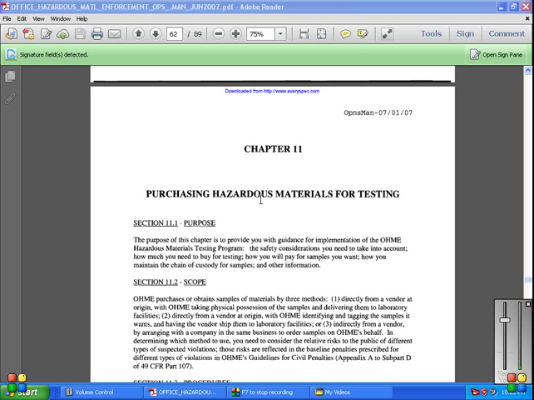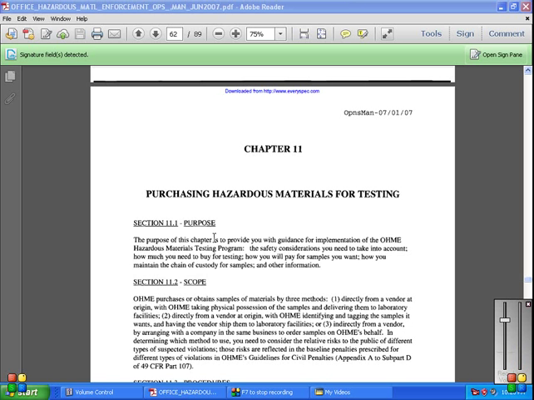Section 11.2, Scope. OHME purchasing obtains samples of materials by three methods. One, directly from the vendor, with OHME taking physical possession of the samples and delivering them to the laboratory facility. Second, delivery by the vendor of origin. Third, indirectly, with the vendor arranging shipment to the laboratory facilities through companies in the same business, acting on behalf of OHME.